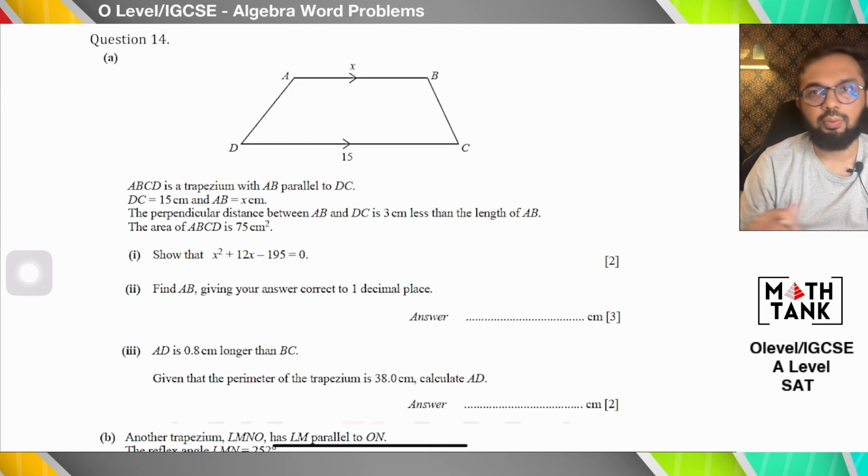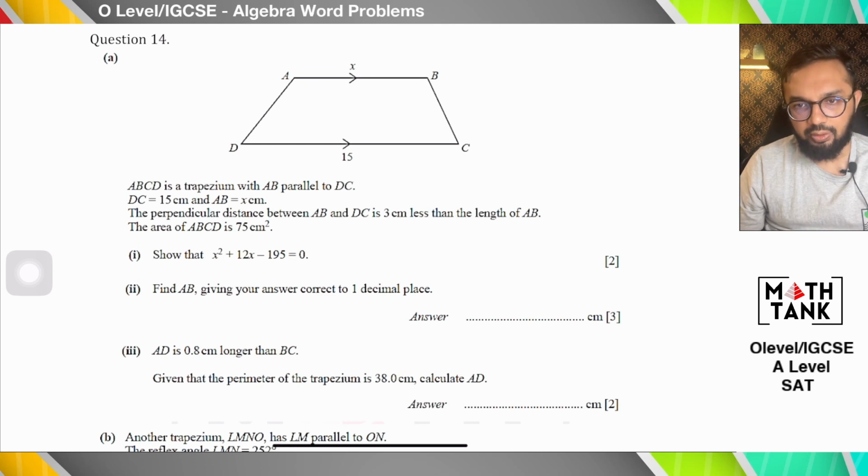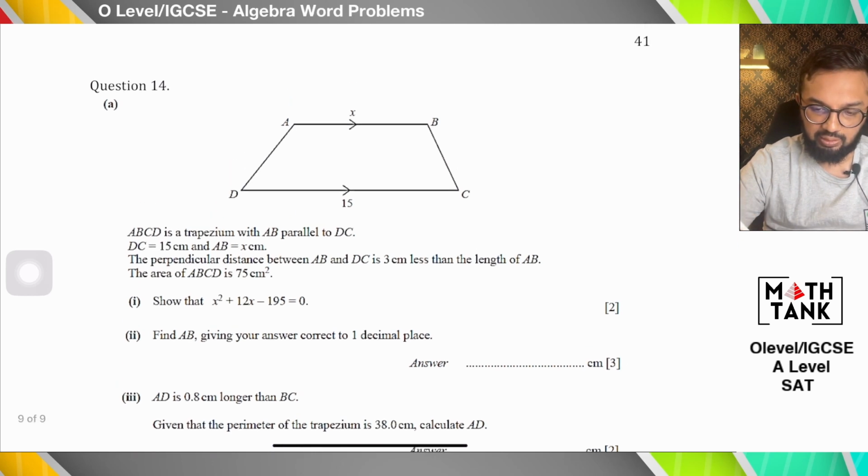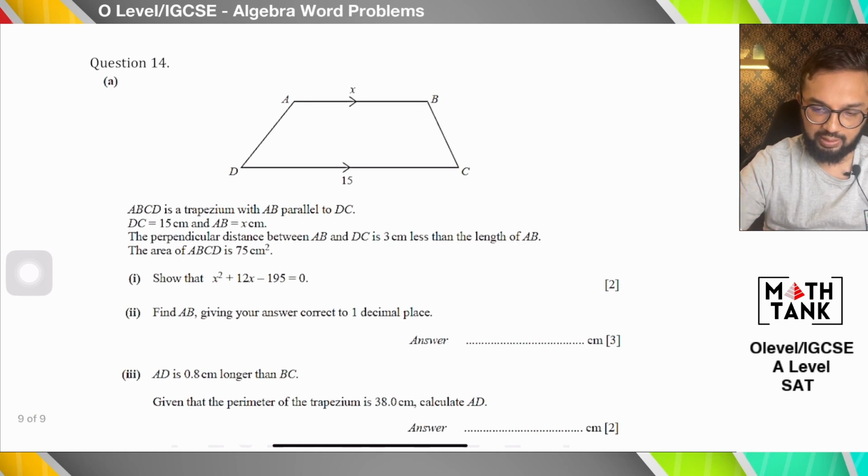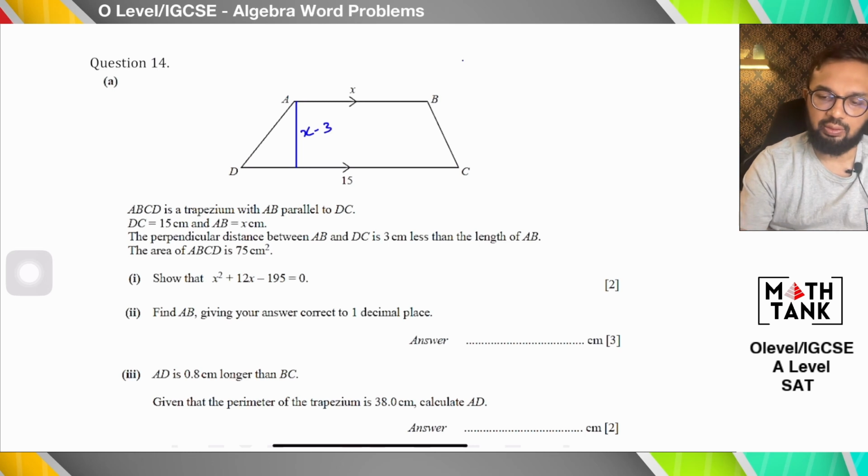Okay, moving on to the last question for this marathon. It says ABCD is a trapezium with AB parallel to DC, DC equals 15 and AB equals x. The perpendicular distance between AB and DC is 3 centimeters less than the length of AB. So this is x minus 3. The area of ABCD is 75, so I want to calculate the area of the trapezium.